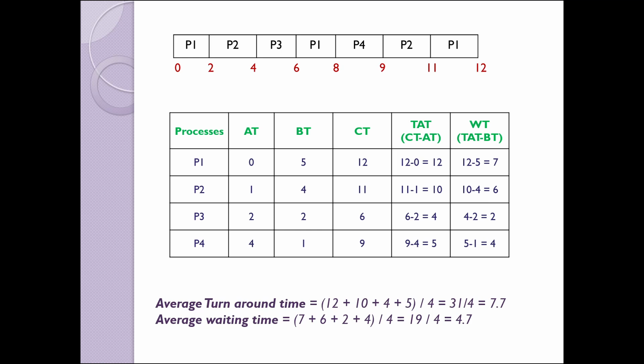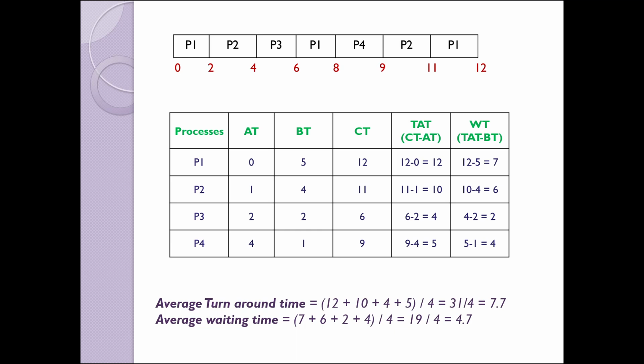Let's calculate by using the Gantt chart. To calculate turnaround time, completion time minus arrival time. For process P1, the turnaround time is 12, P2 is 10, P3 is 4, P4 is 5. Waiting time, P1 is 7, P2 is 6, P3 is 2, P4 is 4.